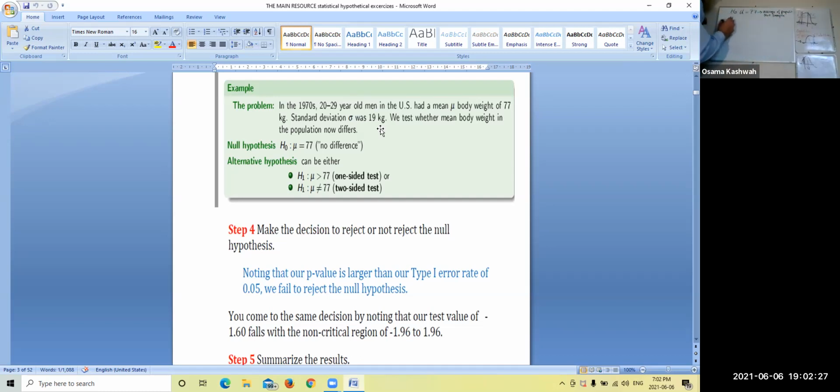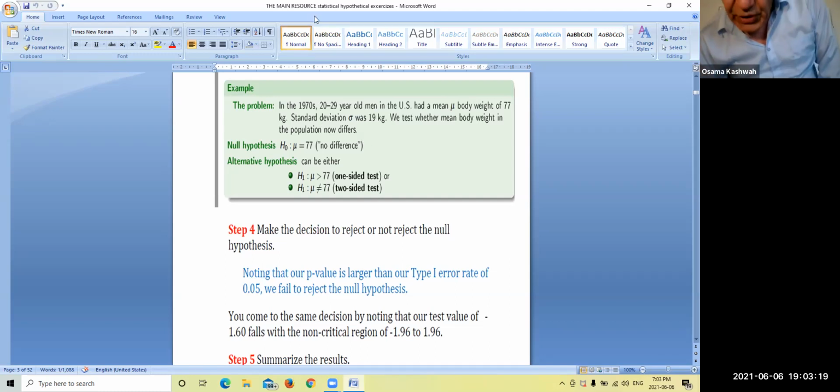How about H1? H1, we have to stop and see. For mu, we have three options: greater than, less than, or unequal. That depends on what he mentioned in the question. So here he mentioned in this question that the average is not different. Not different means it will be unequal. So greater than or less than, based on the words, or not equal. So here I will put it unequal.